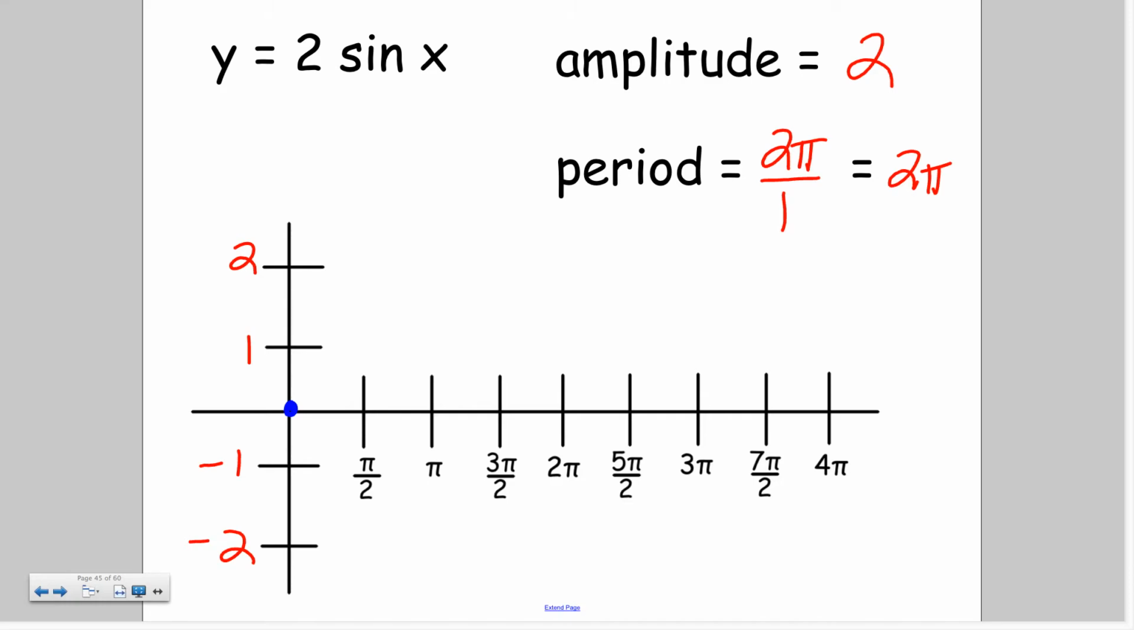0, it ends at 2 pi. Halfway would be pi. So beginning, middle, and end on the x-axis. Then we're going to cut that in half and go up to our amplitude. So halfway would be pi over 2. Halfway would be 3 pi over 2.